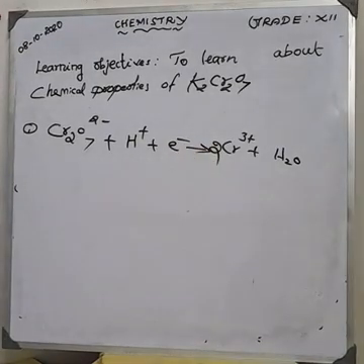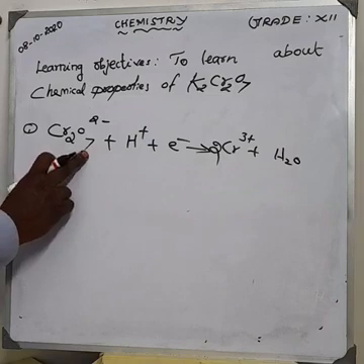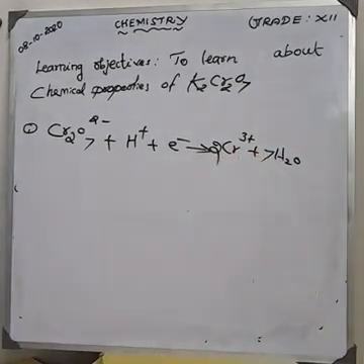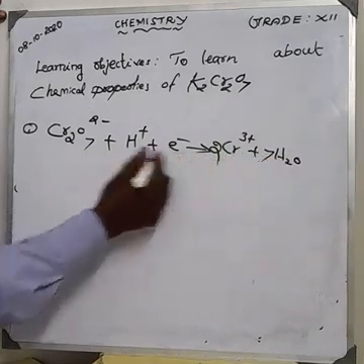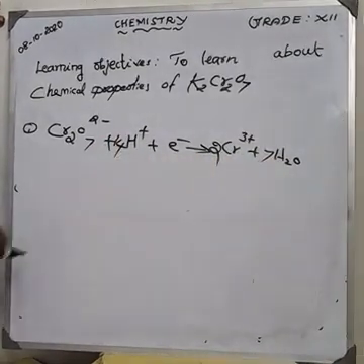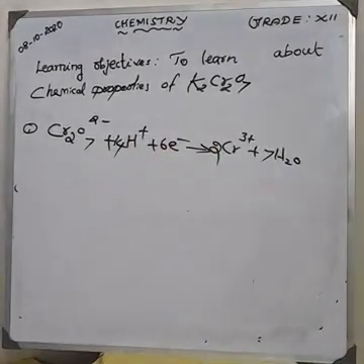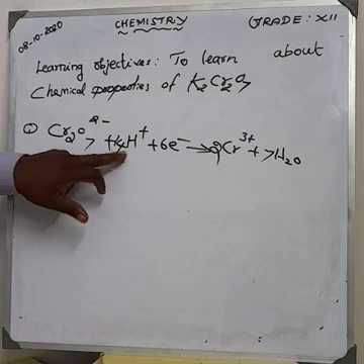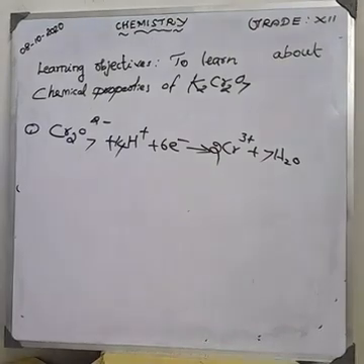Chromium is balanced. Now how much oxygen is there? 7 oxygen, so make it 7 water here. And about hydrogen, 7 times 2 is 14 hydrogen. And also electrons, we take 6. So what is the equation? Cr2O7 2 minus plus 14H plus plus 6 electrons gives 2Cr3 plus and 7H2O.